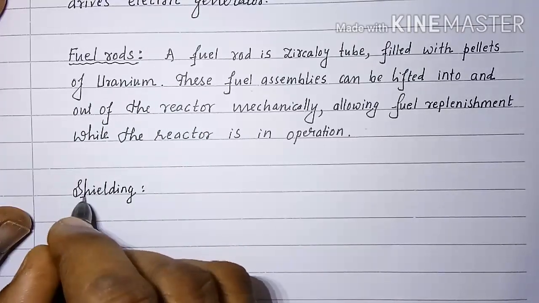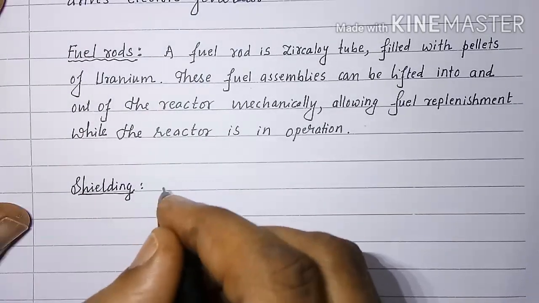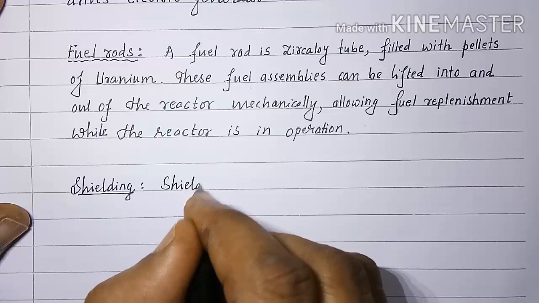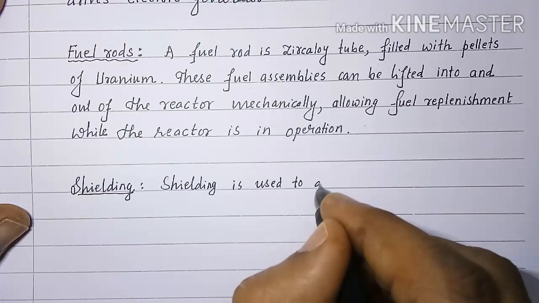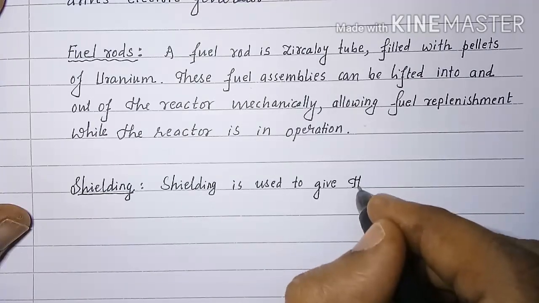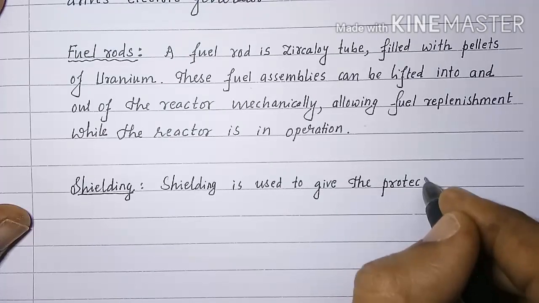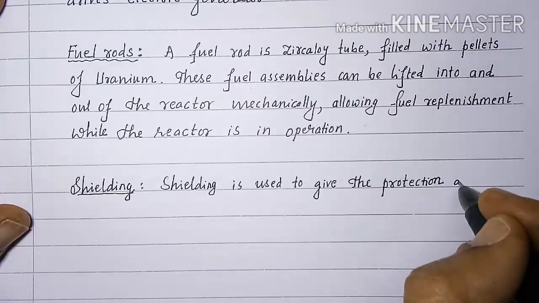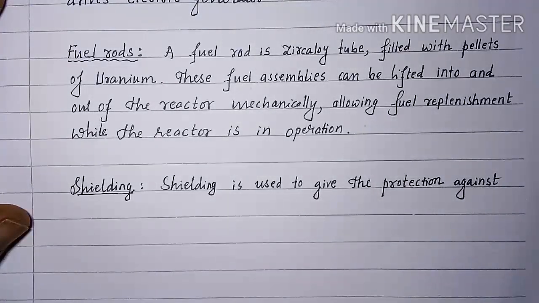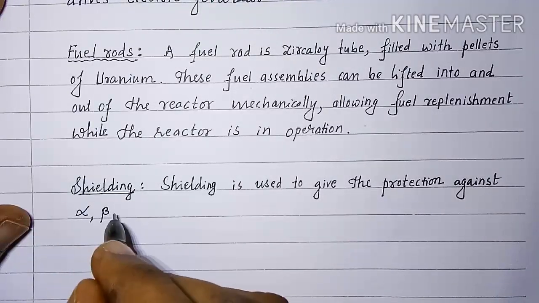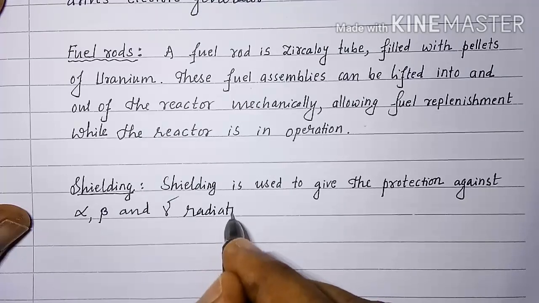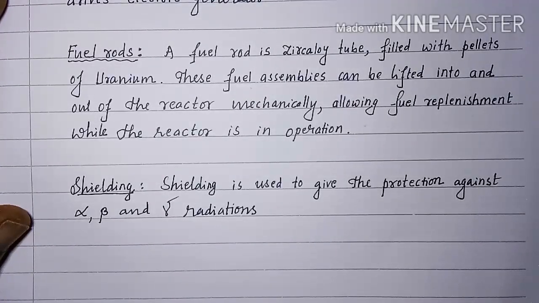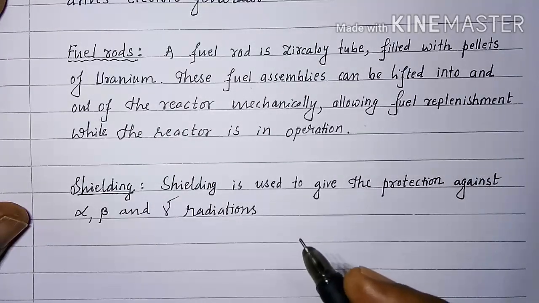Shielding. Shielding is used to give the protection against alpha, beta and gamma radiations, which are emitted during the process of fission in the reactor.